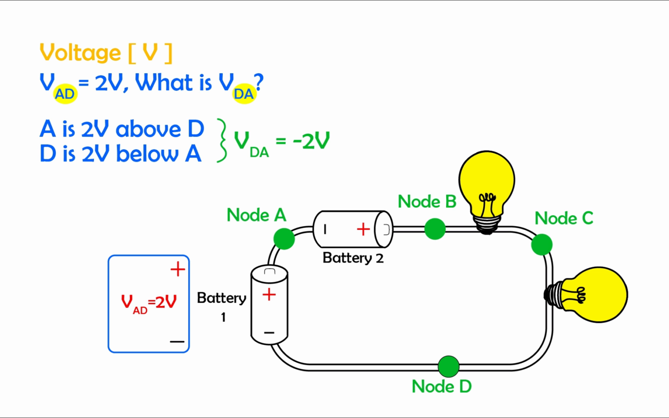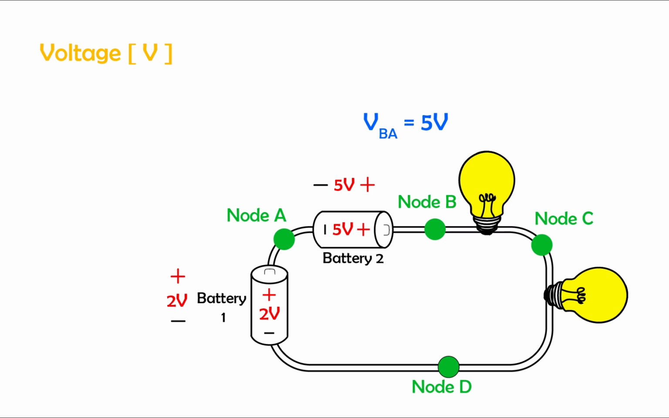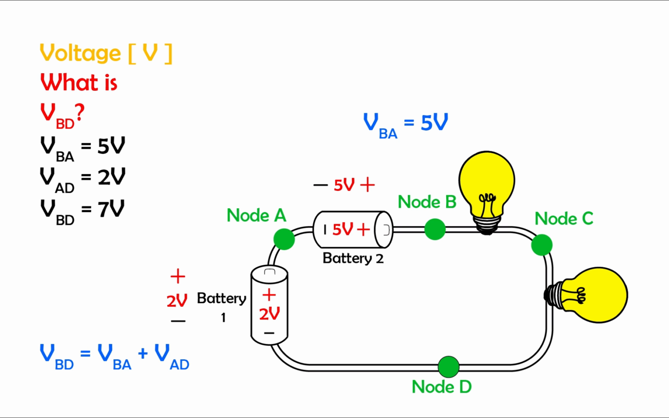Since I sense that you're not fully convinced about the relative property of voltage, let's analyze node B. Let's assume that battery 2 is rated at 5 volts. So the voltage from B to A, VBA, is 5 volts. But what is the voltage from B to D? Well, if B is 5 volts above A and A is 2 volts above D, then it's clear that B is 7 volts above D, making VBD 7 volts.